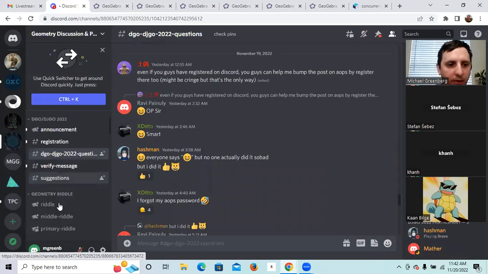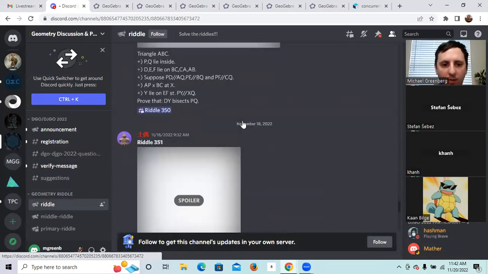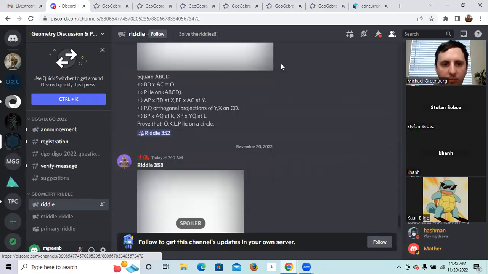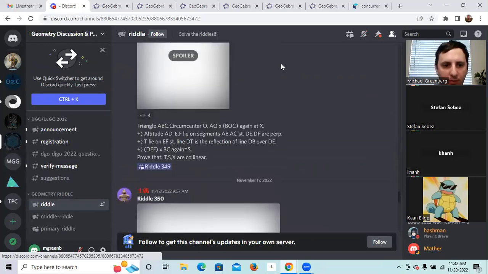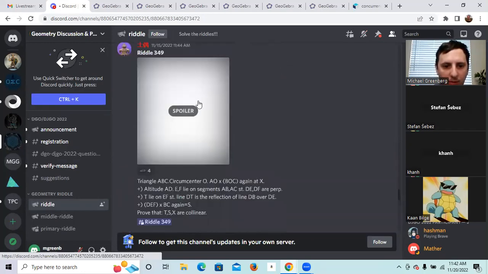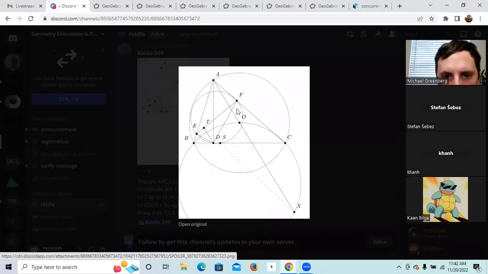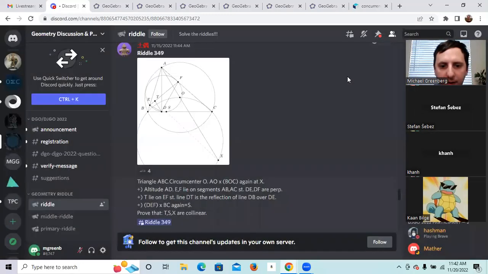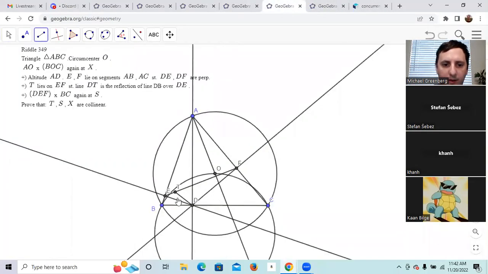Sorry, this should be Riddle 329. Or what was it? I know it's one of the more recent ones. So yeah, this diagram, actually, I'm not sure. No, I think you're right, actually. I think DE and DF are perpendicular to each other. So let me fix that.